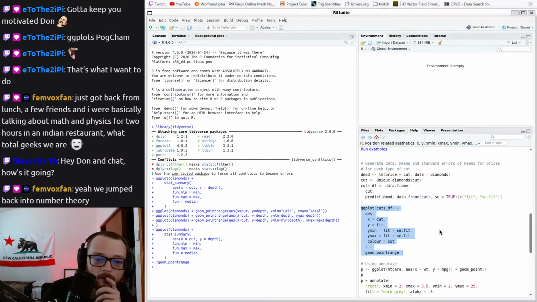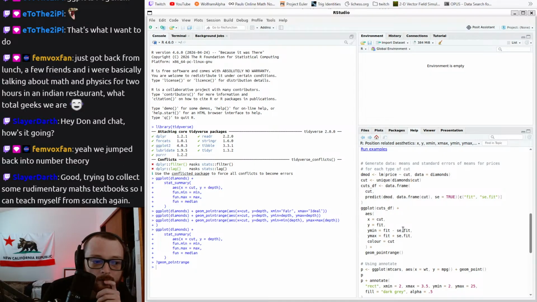So what is fit? It's just one of the columns from the diamonds data set, which happens to be the same one that I'm trying to do something with. What is se.fit? Or maybe fit is supplied from the prediction.